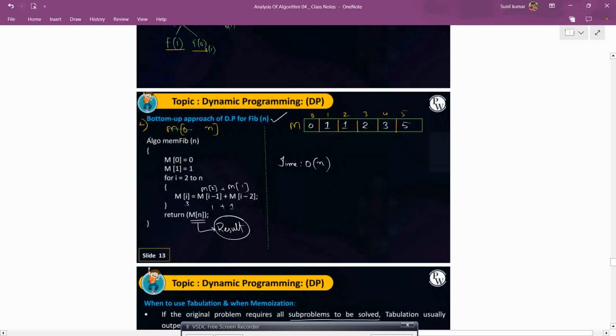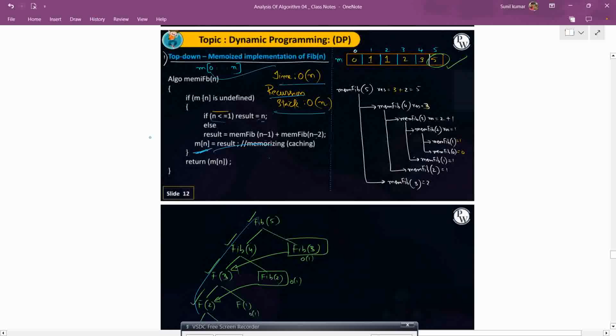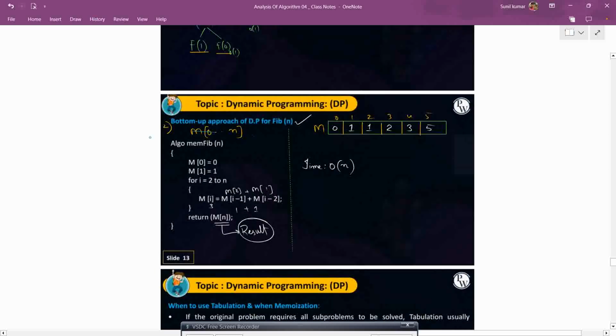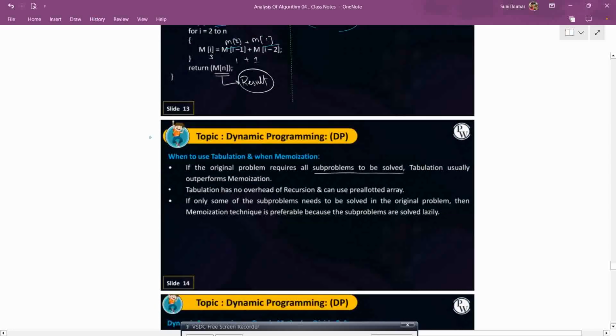What is my approach of DP here? It is to find Fibonacci of n, where the value at 0 is 0 and at 1 is 1, then the next value is the sum of the previous two. This is how we return n, with order of n only.